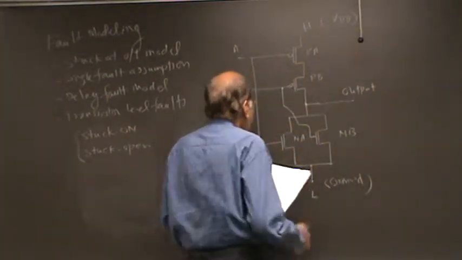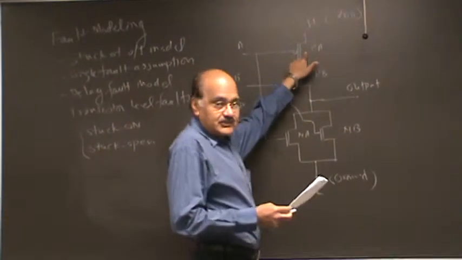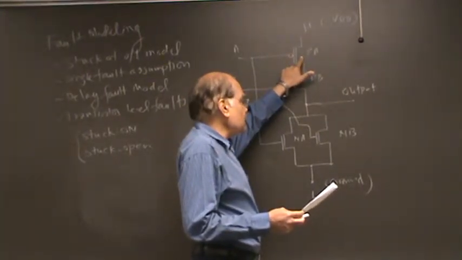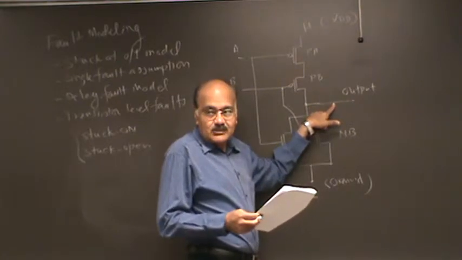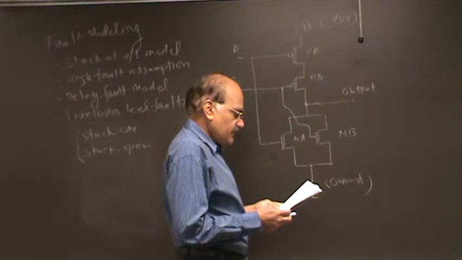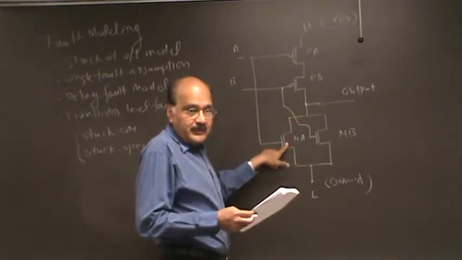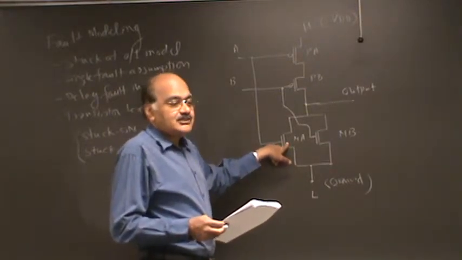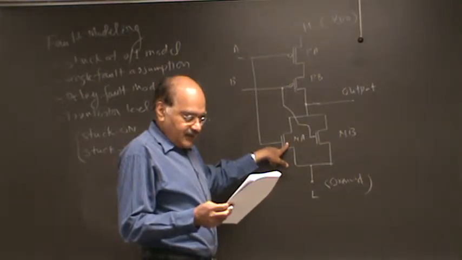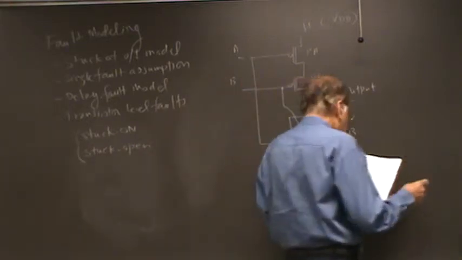Now last time we had seen one case when PA is stuck open. When this is stuck open, then output will never go to 1, so output is effectively stuck at 0. And then we had looked at the case when NA is stuck open, and in that case we had seen that in order to test that you are going to need a pair of vectors. And we are right now looking at the case where PA is stuck on.